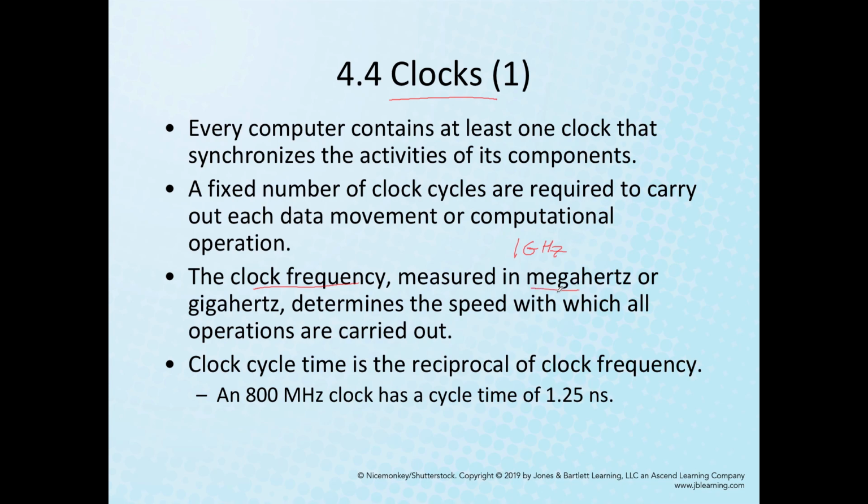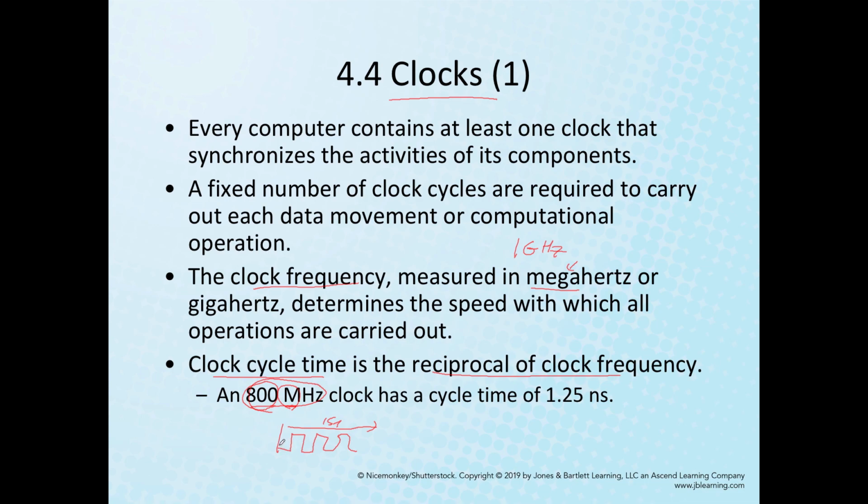Megahertz is these days too slow for a CPU clock, but in some parts of the computer system we use the megahertz range, and in some parts, especially inside the CPU, we use gigahertz clocks. So clock cycle time is the inverse of the clock frequency. A clock frequency of 800 megahertz means that in 1 second, 800 million ticks happen.